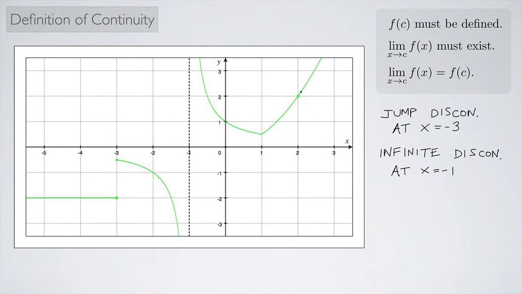But then right here we have another problem. This is a removable discontinuity. That's where we just have one little piece missing. And that's a removable discontinuity at x equaling 2. And again, we'll look at the definition here and see how that works. F of c must be defined. F of 2 is, well, f of 2 is not defined. So that's a problem right there. So we can see we do have a discontinuity at x equals 2.